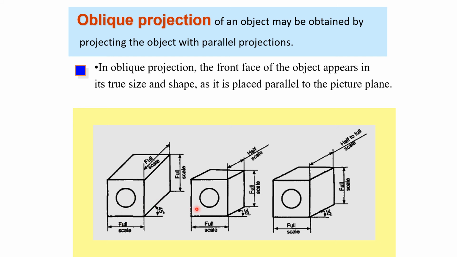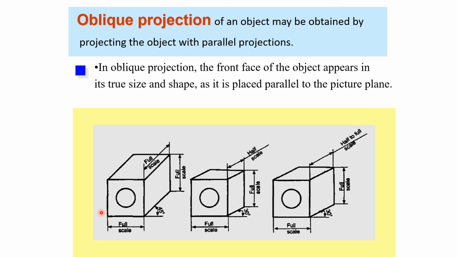Here again, for example, if this dimension is 3 inch height, 3 inch width and 3 inch height, and this dimension is, for example, 4 inch. Then if it is extended up to 4 inch, that is full scale, and if it is extended to 2 inch, the actual dimension being 4 inch, that is half scale, and this is half to full, means in between.